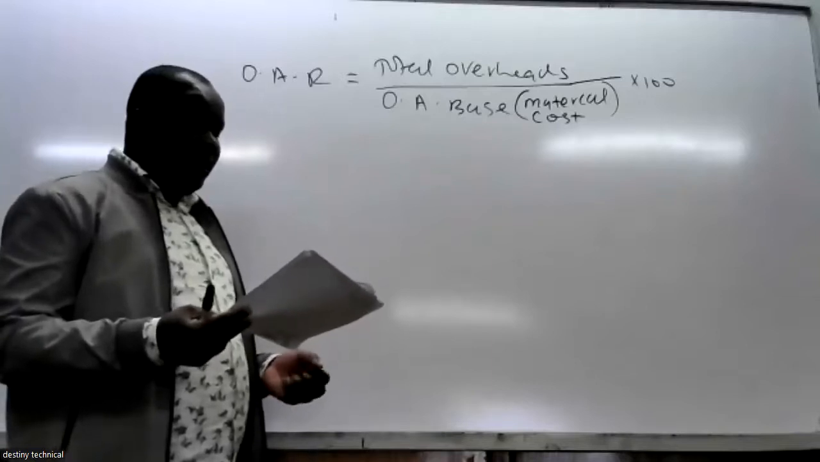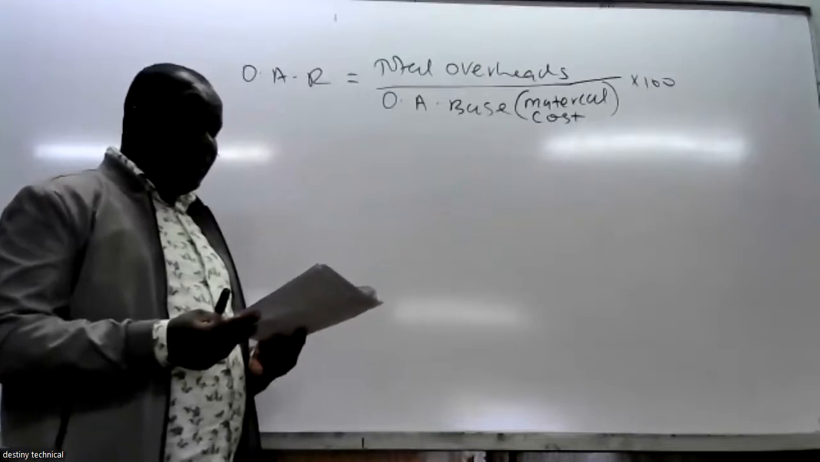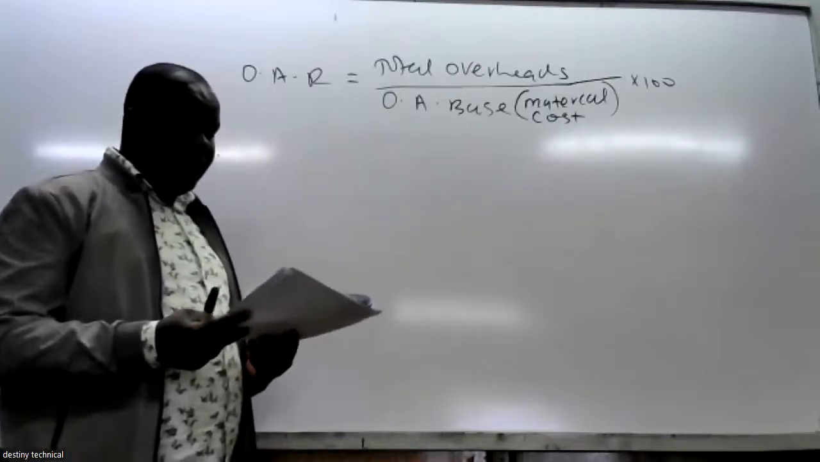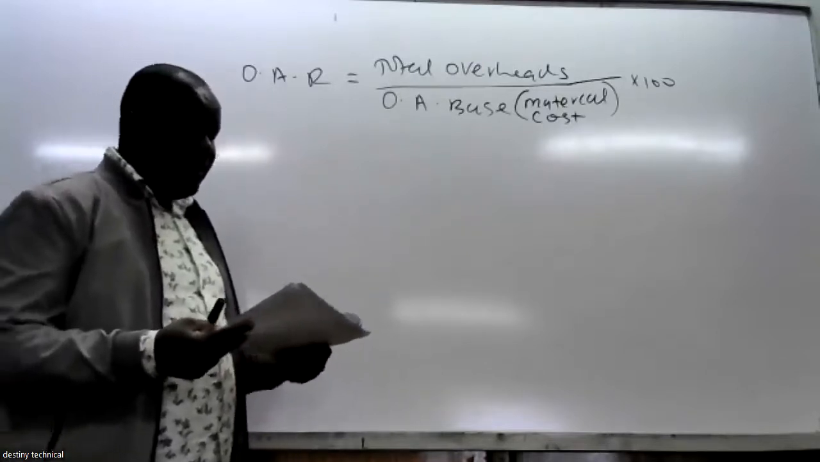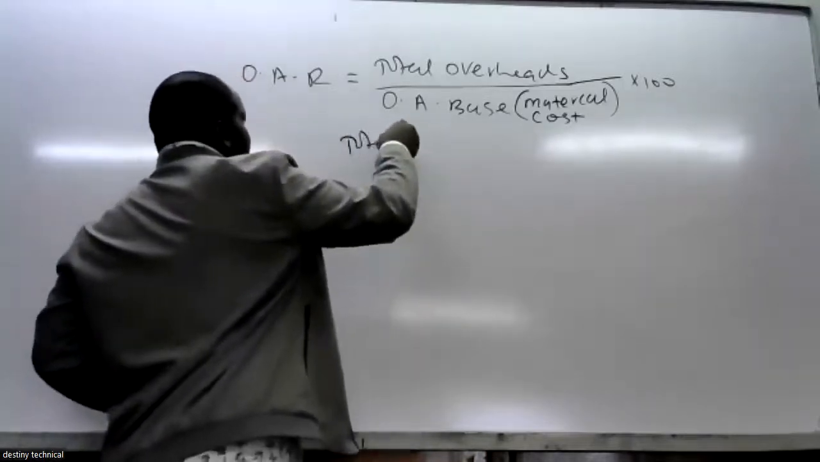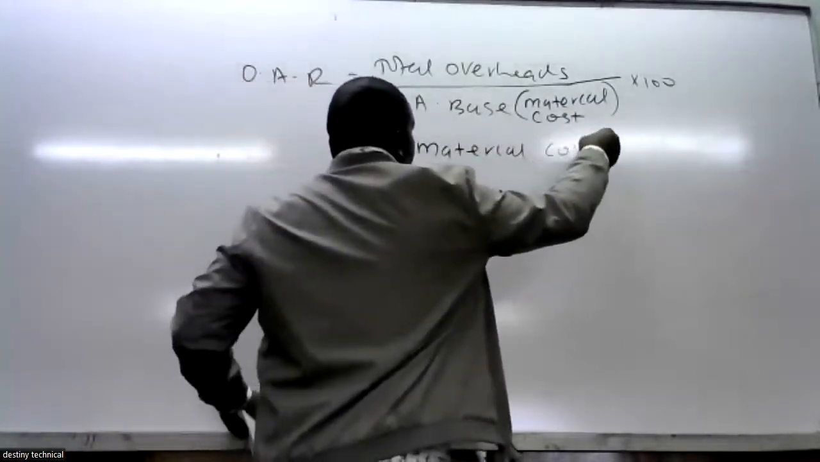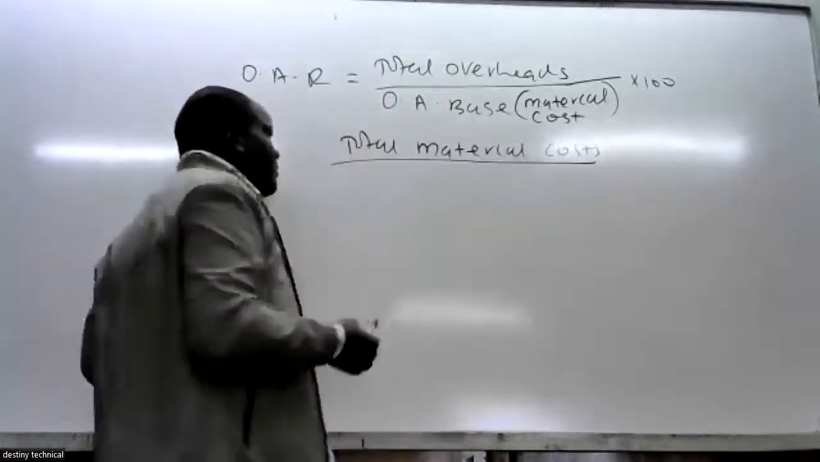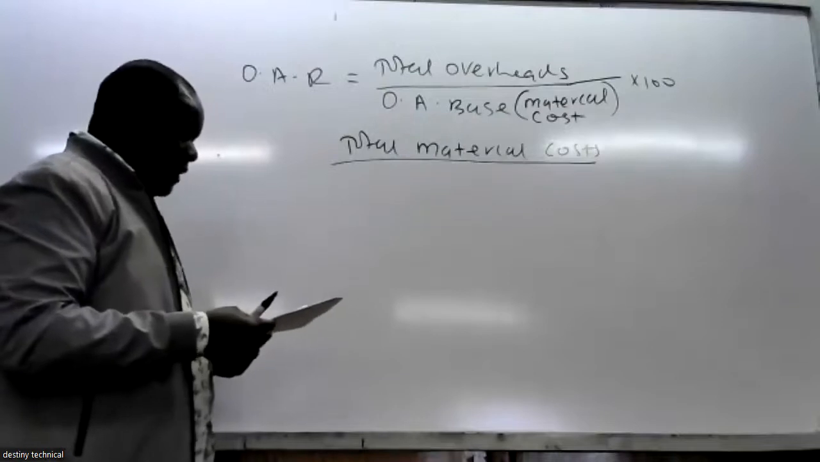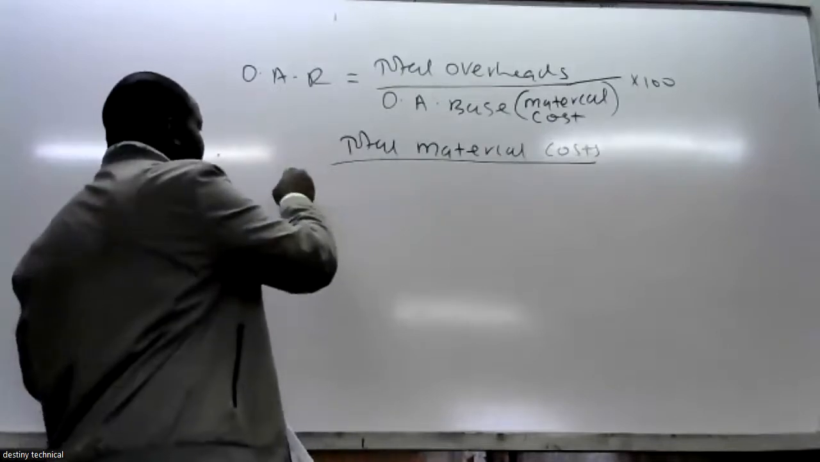So let us first of all get the total material costs. We start off with product A.